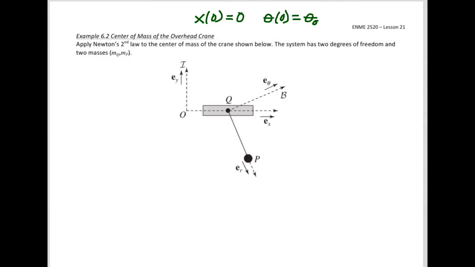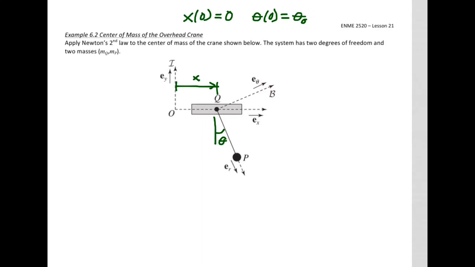So we apply our reference frames and coordinates as we had before. And so here's our coordinate x, here's our coordinate theta. We have an inertial reference frame where we have the EX direction, the EY direction. We have a non-inertial reference frame that's a polar frame in which we have ER and we have E theta.